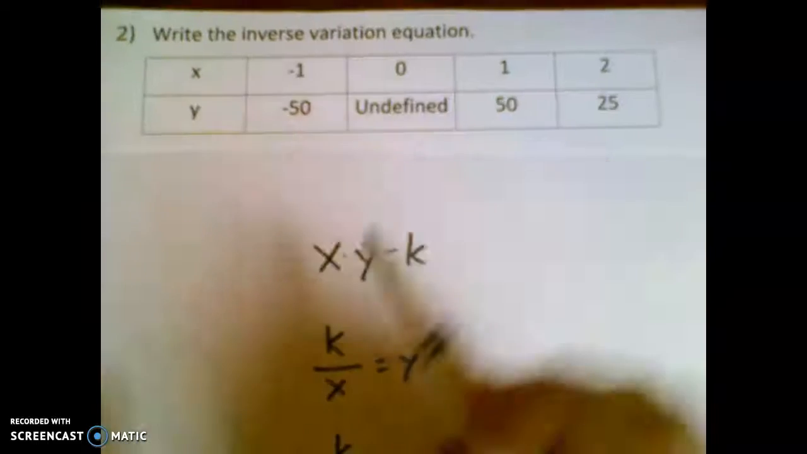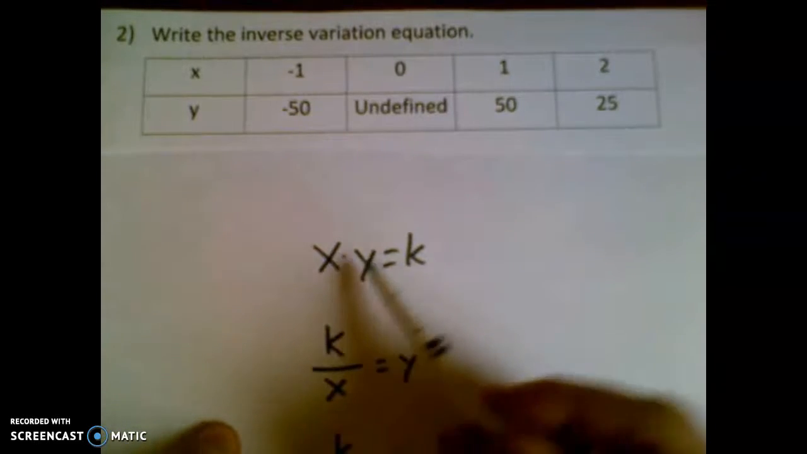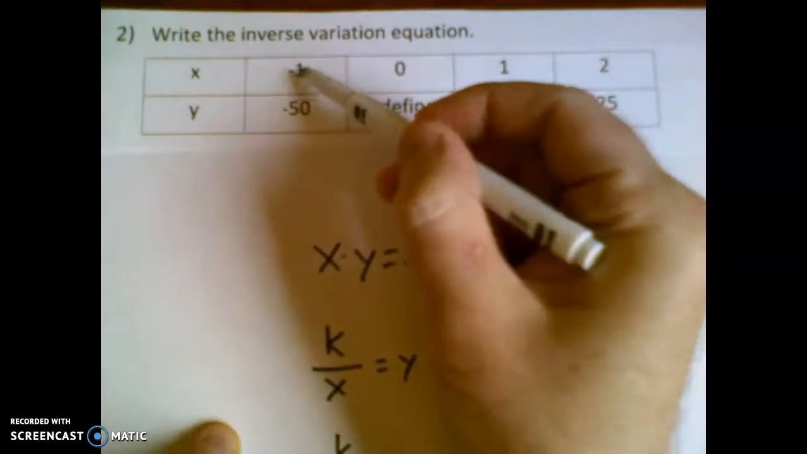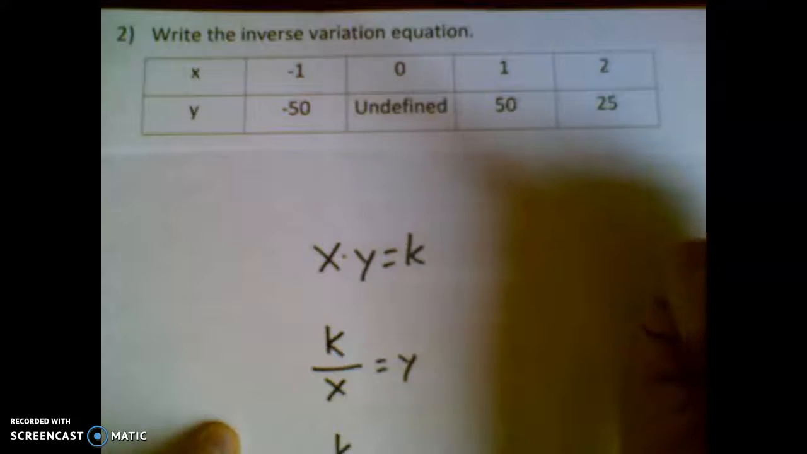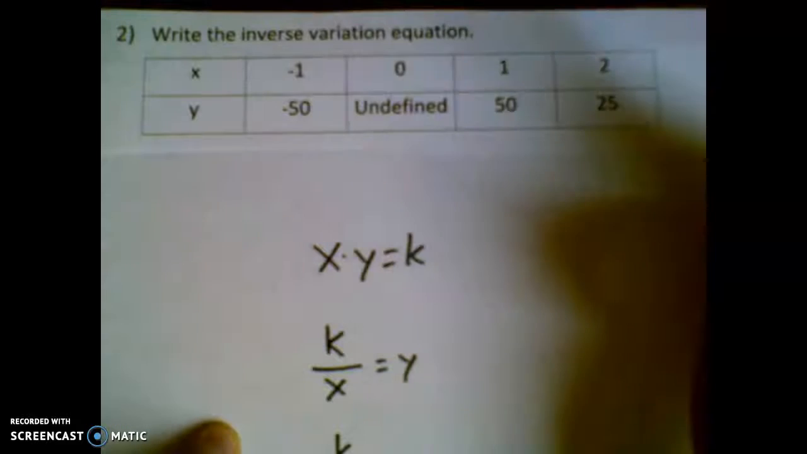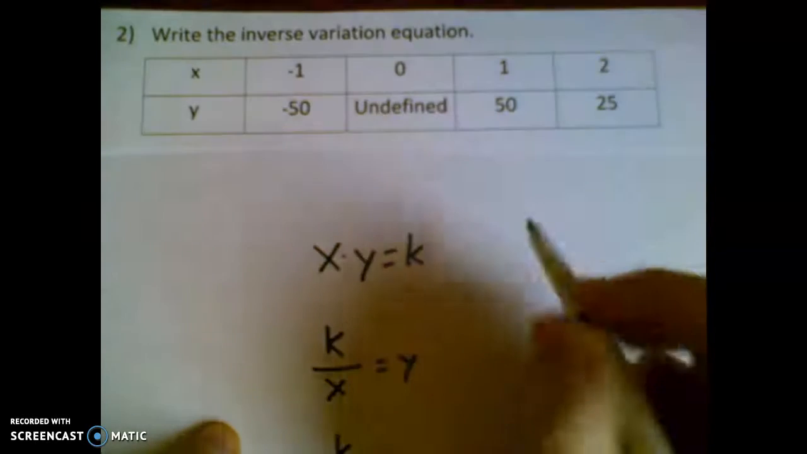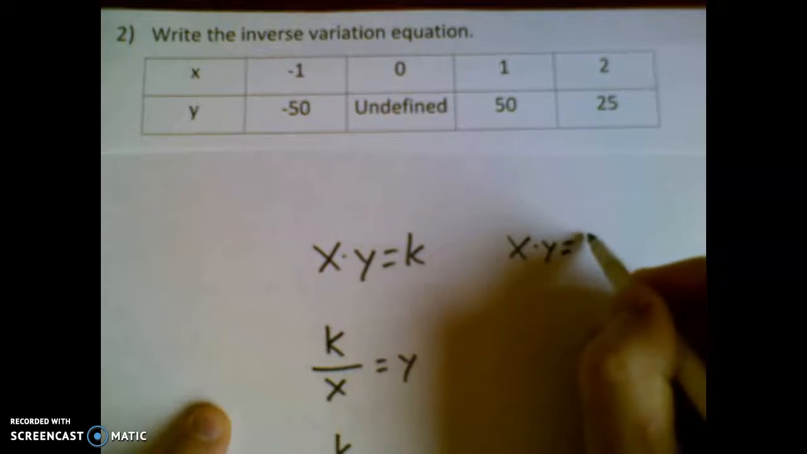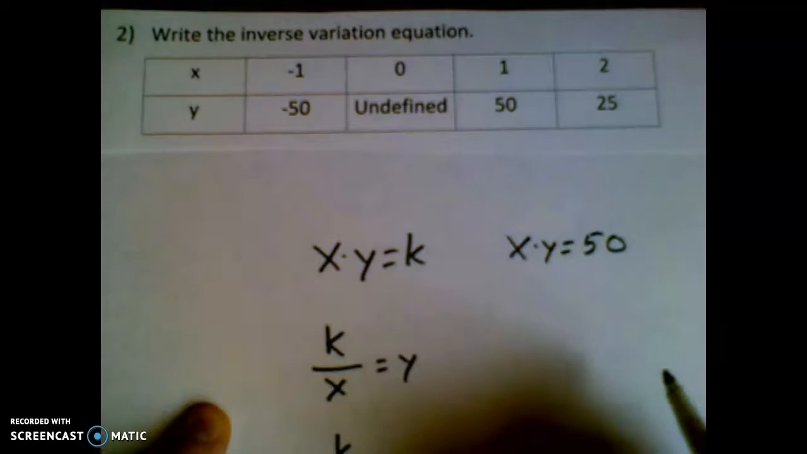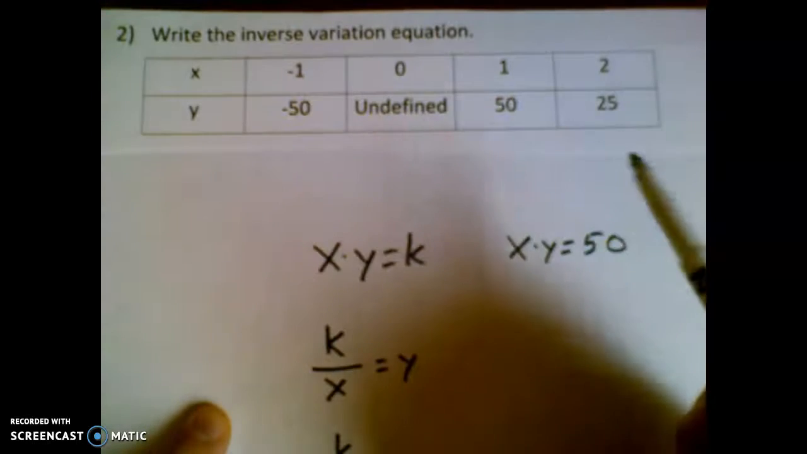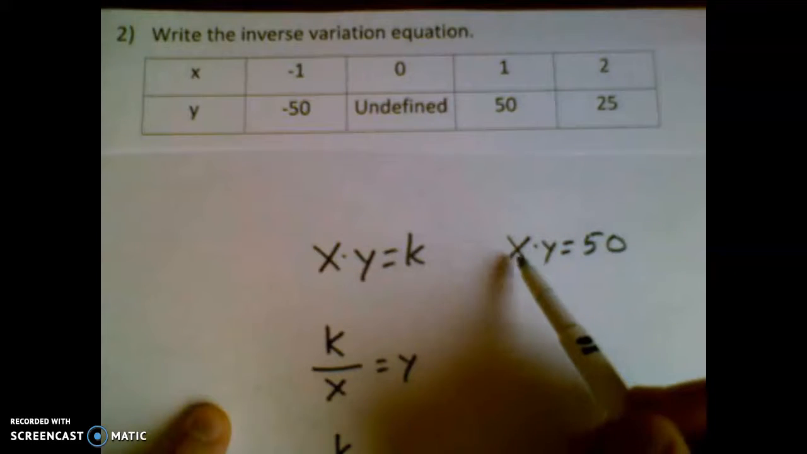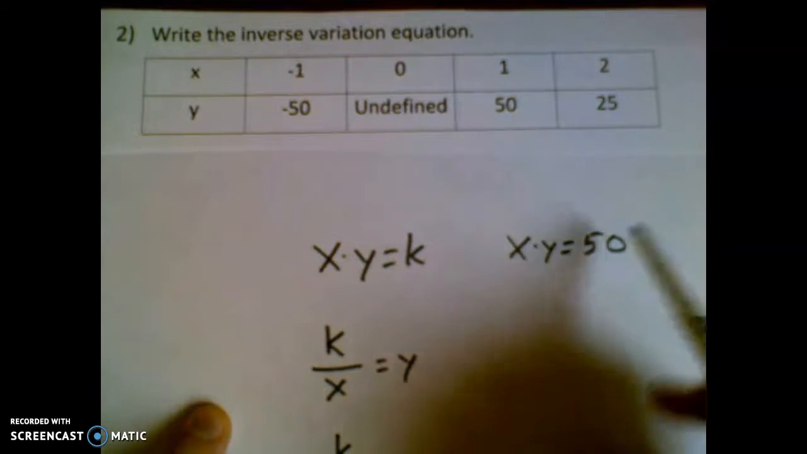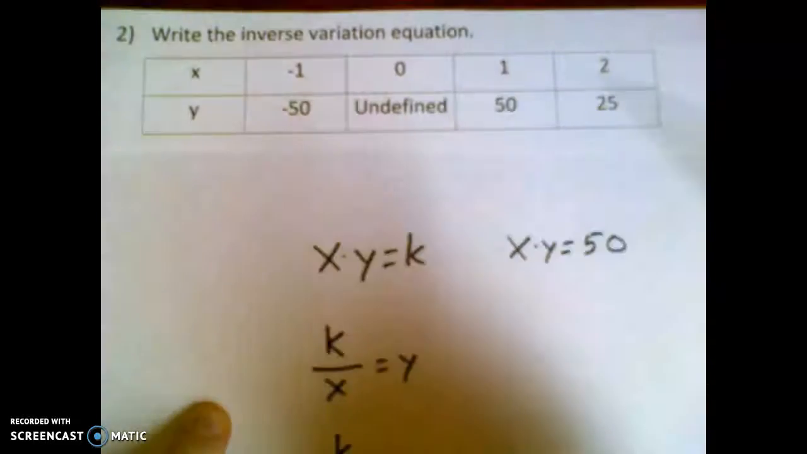I noticed then that this is just telling me that if I take my x times my y, it should always equal the same number. So negative 1 times negative 50 is 50. 1 times 50 is 50. And 2 times 25 is 50. So the easiest way to write this inverse variation equation is probably just as x times y equals 50. The reason this is undefined is if you try and think about x being 0, 0 times what number gives you 50? And you just can't do it. That's why it's undefined.